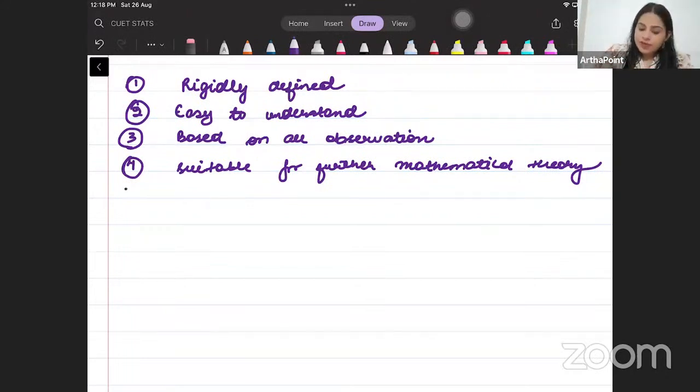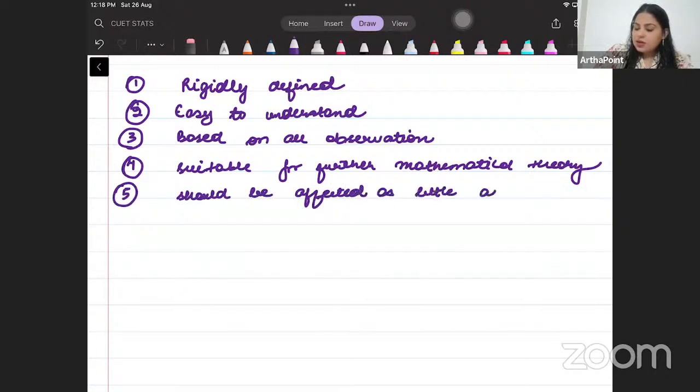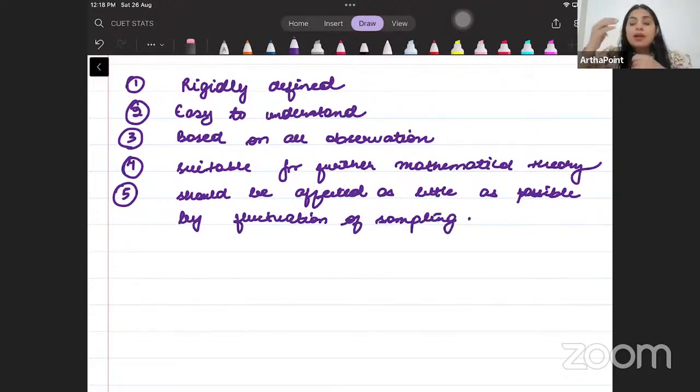Fifth, it should be affected as little as possible by fluctuation of sampling. इसका क्या मतलब है? मतलब जैसे जैसे मैं सैंपल को फ्लक्चुएट करूं, as I fluctuate the sample, it should not be the case that this just keeps fluctuating.